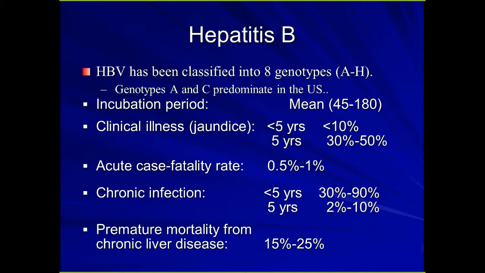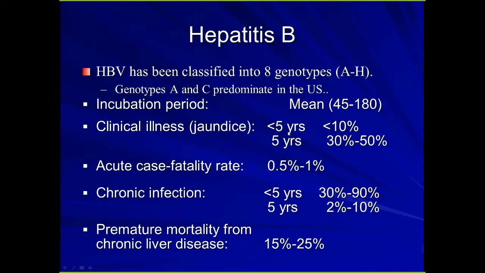they are much more likely to clear the virus as compared to an infant, a child who gets infected perinatally from the mother. They have a very high likelihood, more than 90% likelihood, of remaining chronically infected. They are unable to clear the virus.